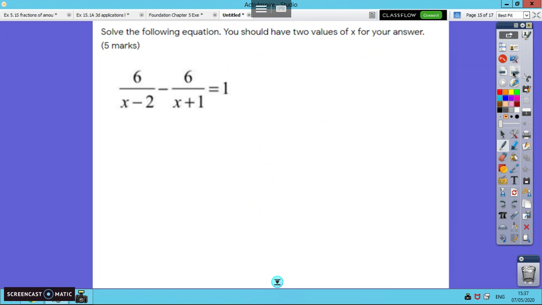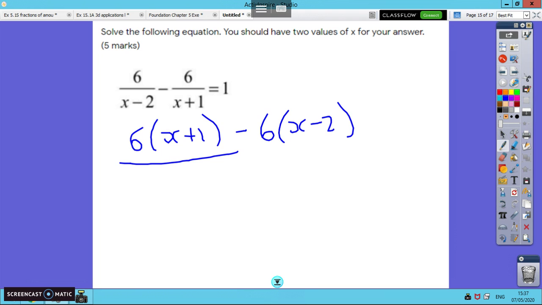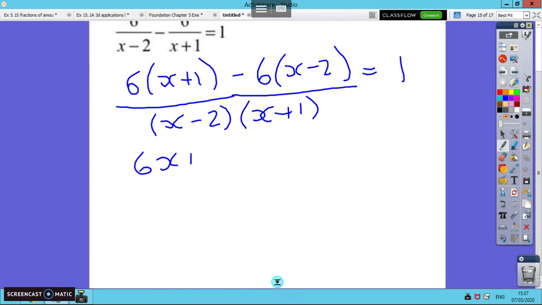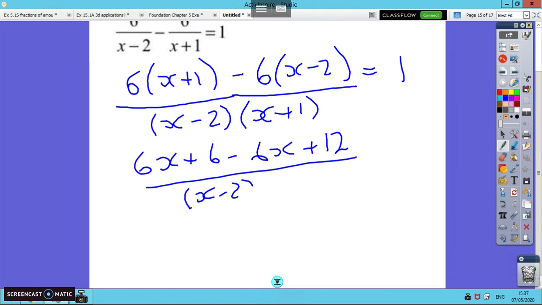So I have to find a common denominator, and my common denominator is going to be those two things on the bottom multiplied together. So 6(x + 1) minus 6(x - 2) over (x - 2)(x + 1). When we sort that all out, we get 6x plus 6 minus 6x plus 12. It's plus because you've got a negative and a negative, so you get a plus. Over (x - 2)(x + 1) equals 1.